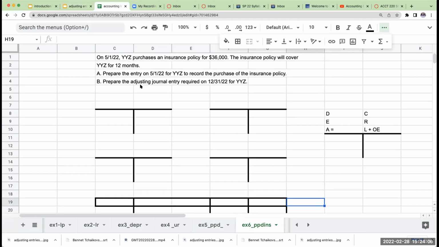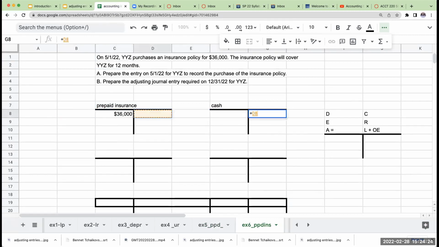Over here, YYZ purchases an insurance policy for $36,000 cash. The insurance policy will cover YYZ for 12 months. So right over here, I'm going to debit prepaid insurance and credit cash, right? My cash is going down by 36 grand, so I'm going to show that cash going down by 36 grand right over here.